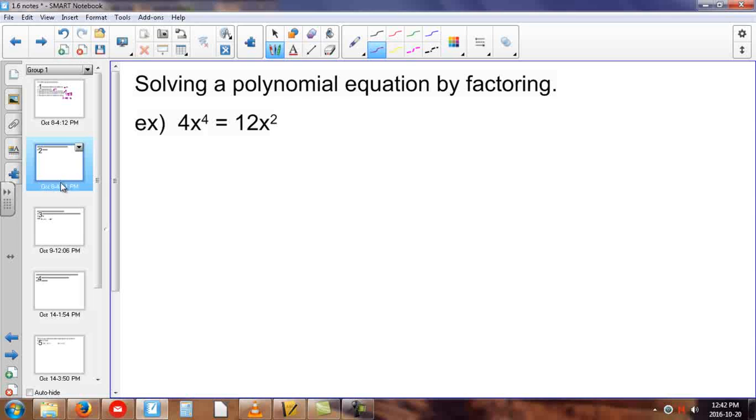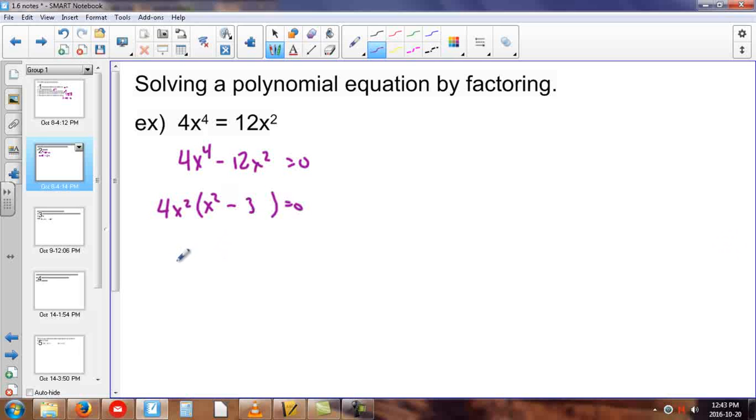We'll start with solving when we can factor. Like always, we want these things to equal 0 in most cases when we're doing the physical solving. So I'll rewrite this as 4x to the 4th minus 12x squared equals 0. And then I'm going to look for commonalities. I notice both of these divide by 4x squared. And then that leaves me with x squared minus 3.